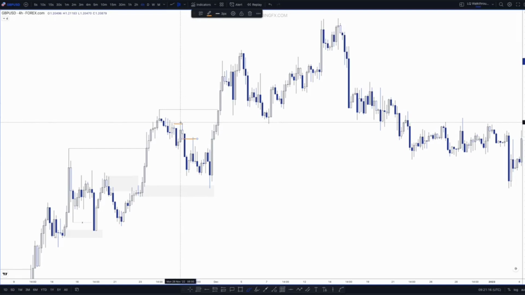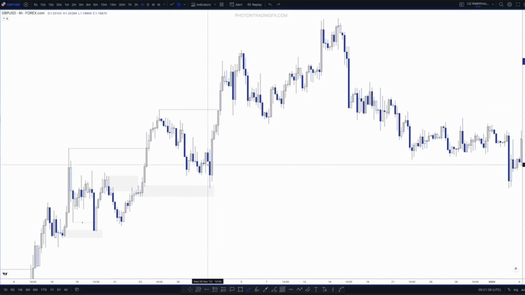Okay, and you can see that POI gets respected because we come down, have a bit of a fractal pullback, and grab the liquidity behind that high. So that would have been a potentially nice counter trend area to look to get involved on lower time frames, right? Price comes into that 4-hour POI, that swept liquidity, and then we can look for a quick counter trend play down into demand.